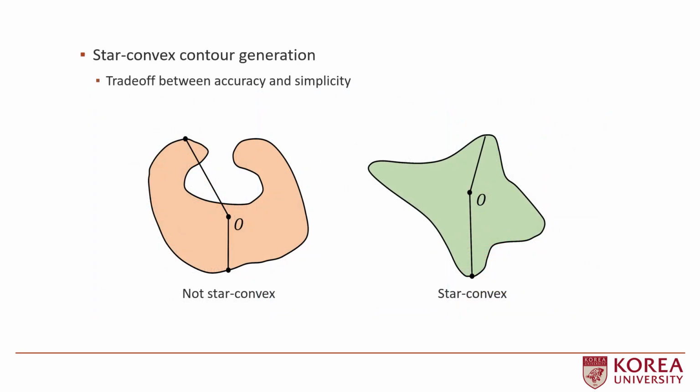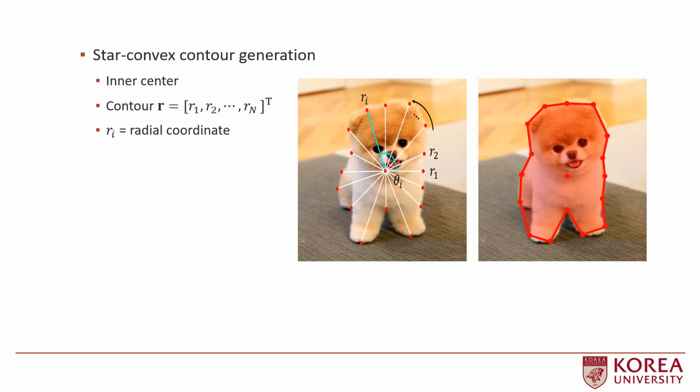First, we consider the trade-off between accuracy and simplicity, so we adopt the stochastic assumption of object shapes. We find the inner center and describe a boundary using polar coordinates. The angular coordinates theta are sampled uniformly, so only the radial coordinates are recorded to represent the contour vector R.